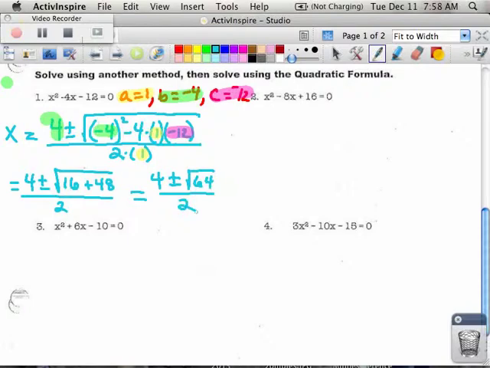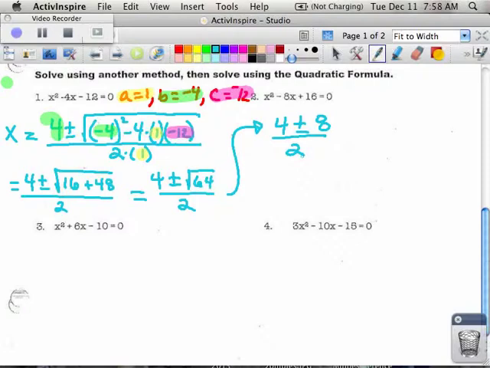And what I'm going to end up doing is I'm actually going to go in number 2, and I'll have to create another slide for us to do number 2 on so I have more room. But as I simplify this even more, I will have 4 plus or minus 8, because that's the square root of 64, all over 2.